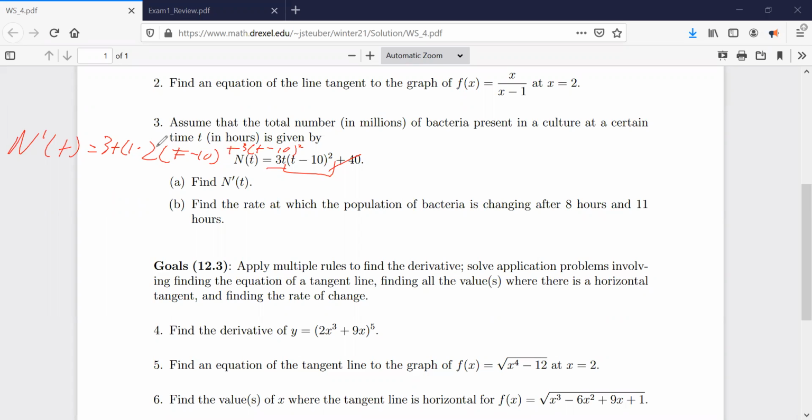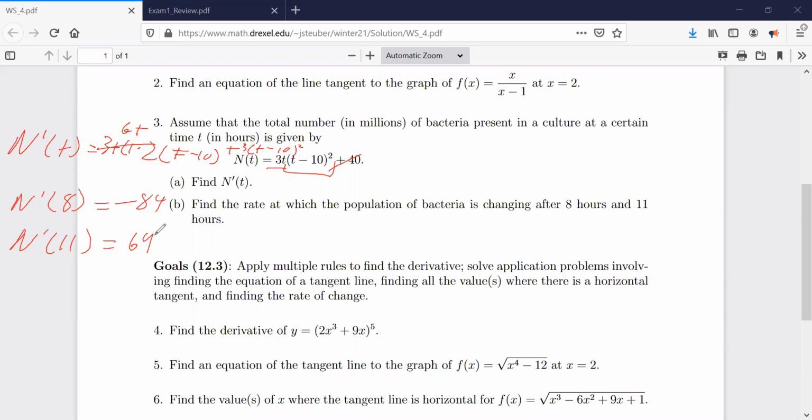You might want to just simplify this into 6t, but in general, you don't have to do much simplification on these problems. And then I want to find the rate at which the population is changing after 8 and 11 hours respectively. That's just computation. I suspect you're probably just going to plug that into your calculators. But the answer here is going to be negative 84. And at 11, it's going to be 69.